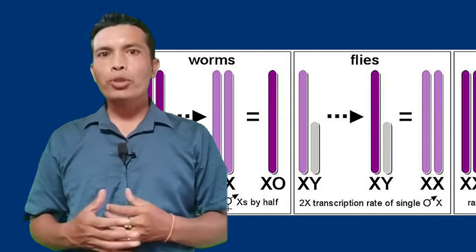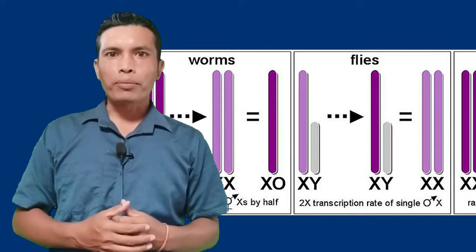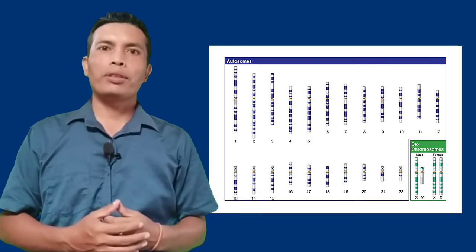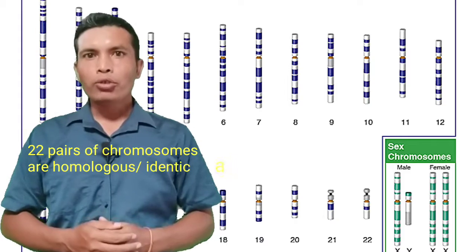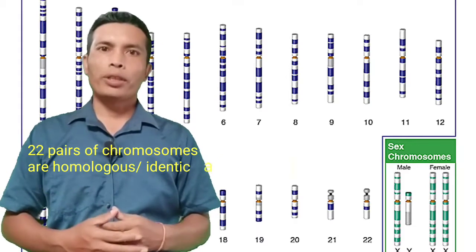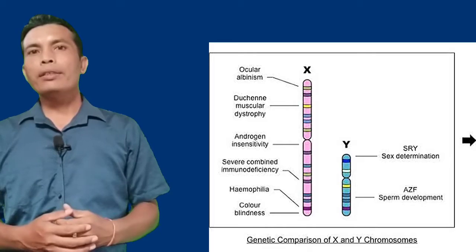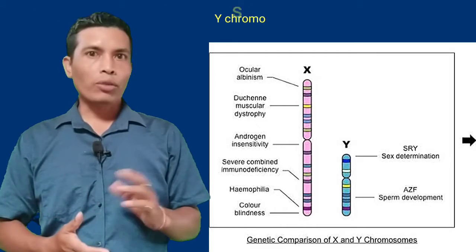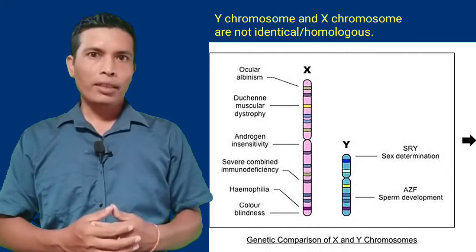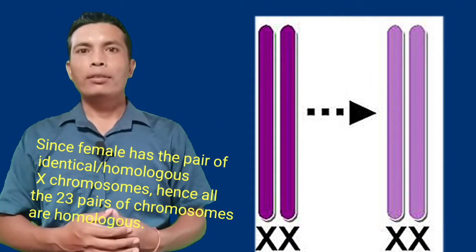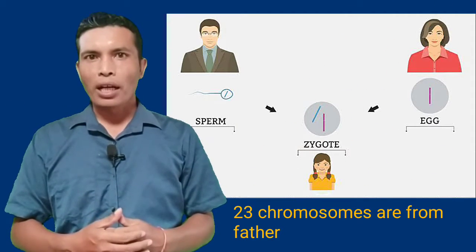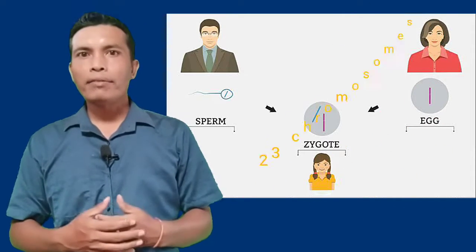You know, homologous chromosomes means the identical chromosomes. Suppose we human beings have 23 pairs of chromosomes in each cell. Out of these 23 pairs, 22 pairs are identical and homologous, and one pair is not identical. The X and Y chromosomes are not identical, but in the case of a female, all the 23 pairs are homologous. In these pairs, half the number of chromosomes are from the father and the other half is from the mother.